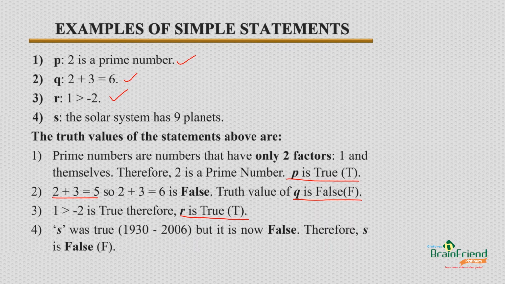For the fourth statement, actually there are no longer 9 planets as we used to know. Therefore, that statement is false. However, note that the statement was true from 1930 to about 2006. So that means a statement can be true at a certain time and false at a later time. But for now, that statement is false. Therefore, the truth value is false.